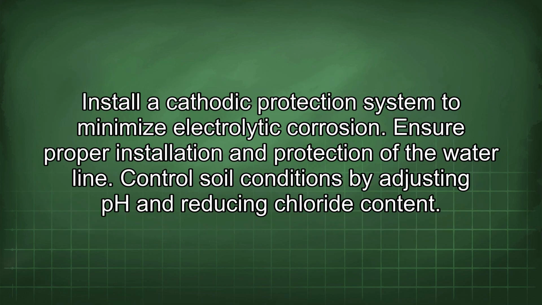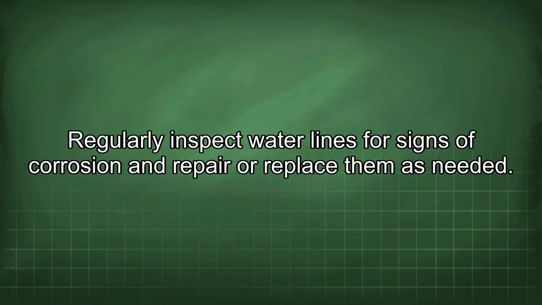Install a cathodic protection system to minimize electrolytic corrosion. Ensure proper installation and protection of the water line. Control soil conditions by adjusting pH and reducing chloride content. Regularly inspect water lines for signs of corrosion and repair or replace them as needed.